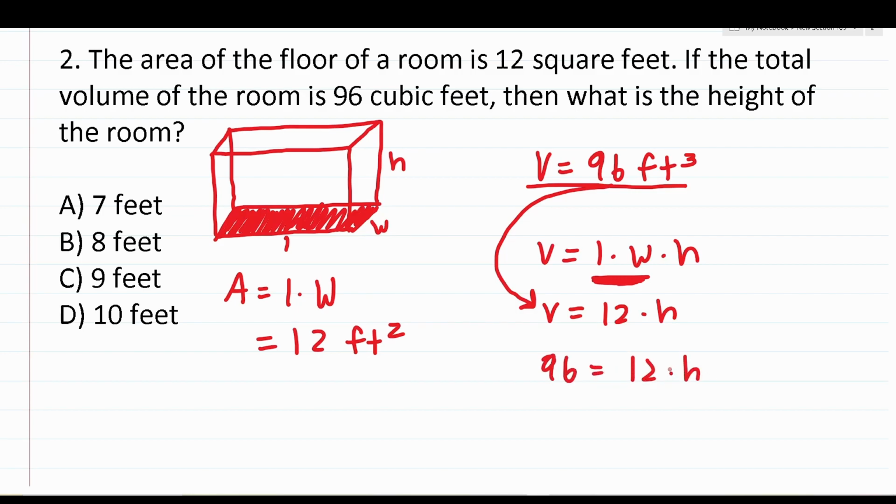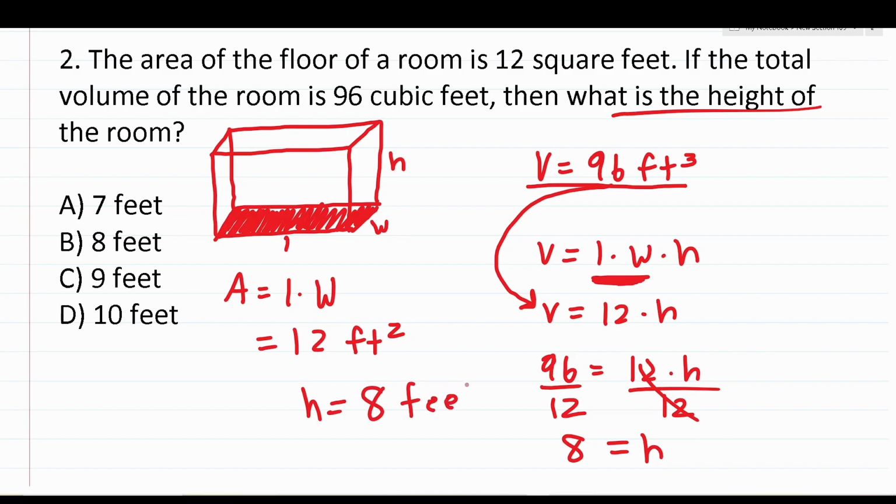Of course, now we're just solving for h because that's what this question is asking. What is the height of the room? To get h by itself, we're going to divide both sides of this equation by 12. In doing so, we get a cross out here. This leaves us with h on this side. 96 divided by 12 is 8. So the height of our room is simply 8 feet. All right, so the answer to this one is B, of course.